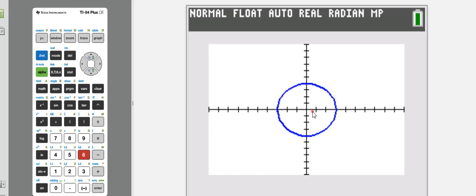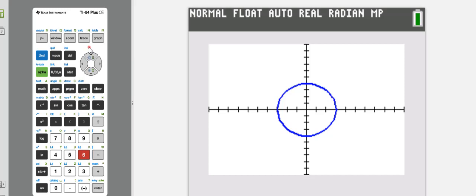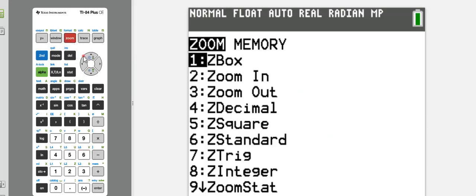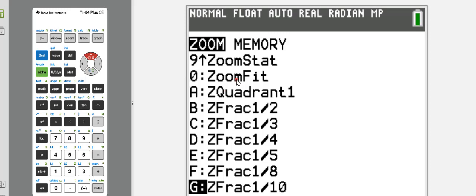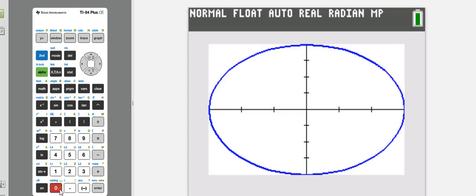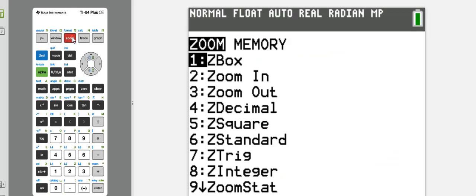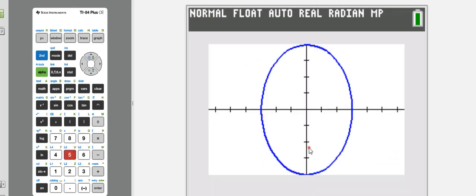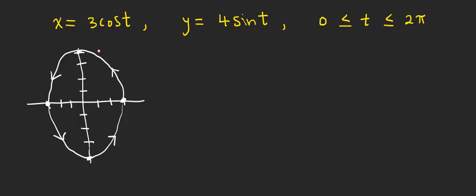Well, it looks like it's not, because you got 1, 2, 3 over here, and you got 1, 2, 3, 4. So it looks like this is an ellipse. So to get a better view, let's go to zoom, and let's go to zoom fit 0, and go to zoom square. Yeah, so as you can see, this is an ellipse going this way, counterclockwise. So this is how the ellipse will look like with that direction going counterclockwise.